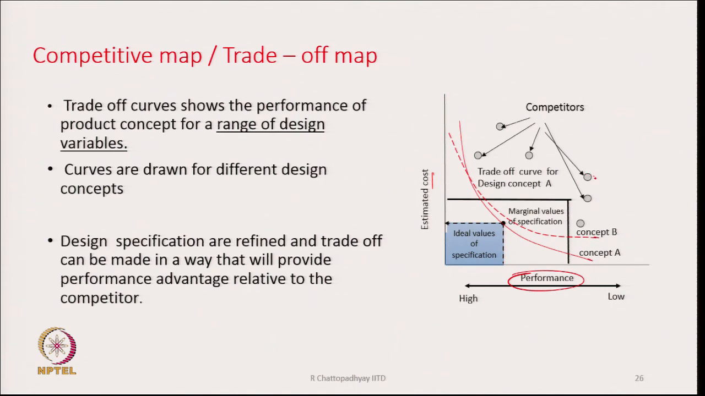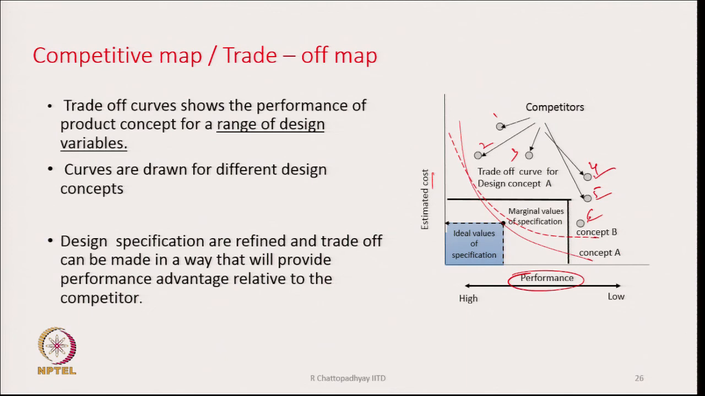Now, all these small circles indicate the competitors' positions. Suppose there are competitors 1, 2, 3, 4, 5, 6, six competitors. We have found out the performance level of those competitors and the corresponding cost. So, we see in this curve where the competitors are. Competitor number 1: performance is on the higher side, but cost is also quite high. Competitor 2: performance is on the high side, cost is also high, but a little less than competitor 1.